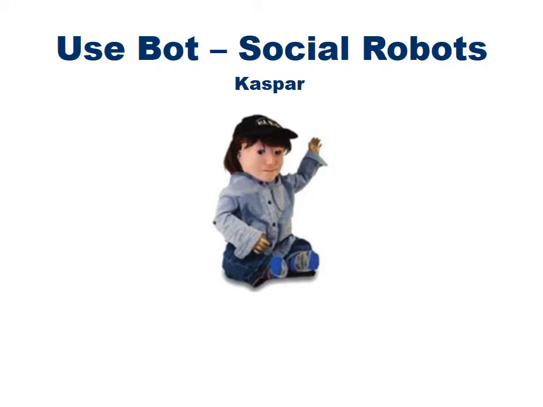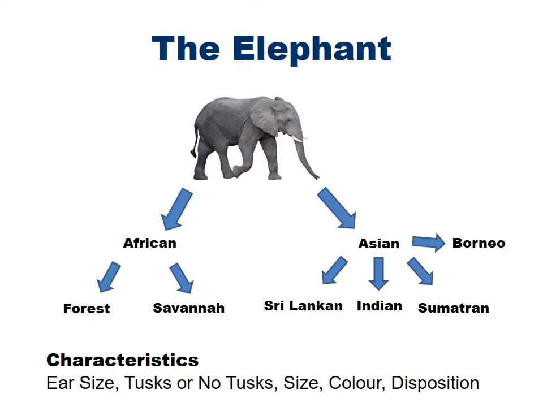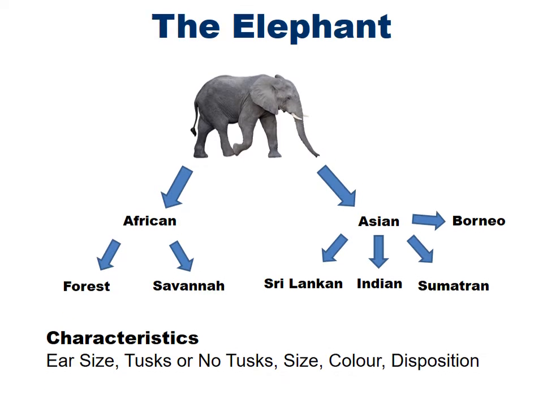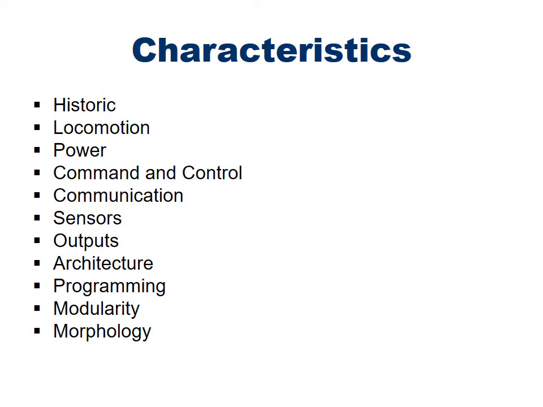Example, Casper. This is the classification covering elephants. They use DNA and genetics to classify animals now. Before, they used characteristics like size of ears, colour, tusk, and so on. We've identified these characteristics for robots.